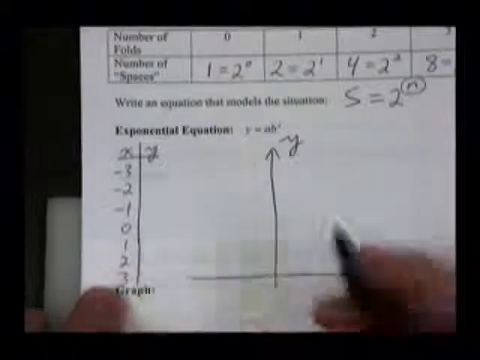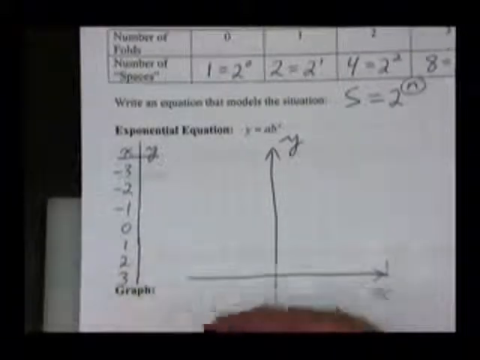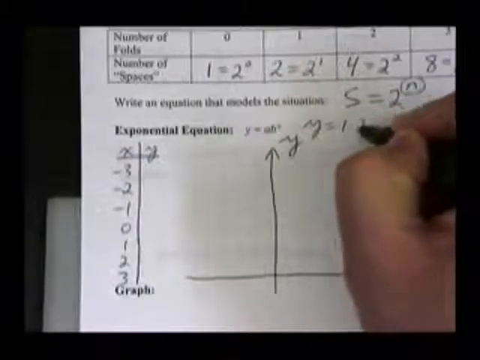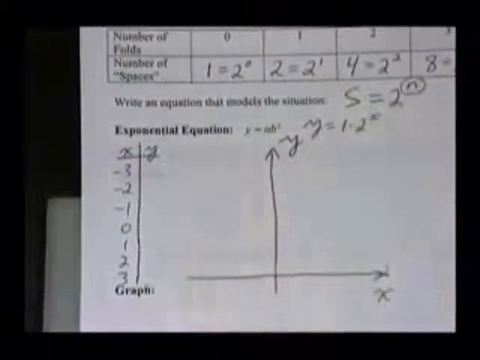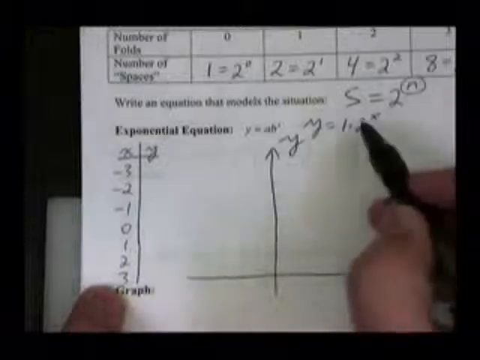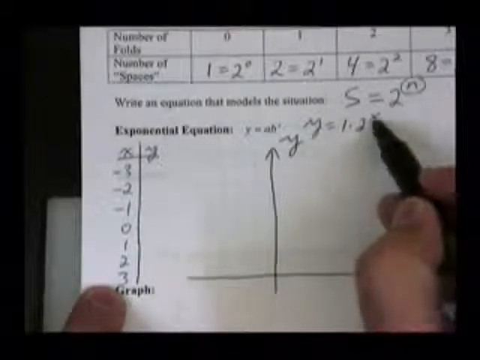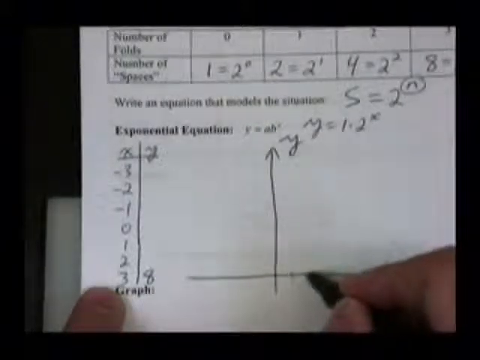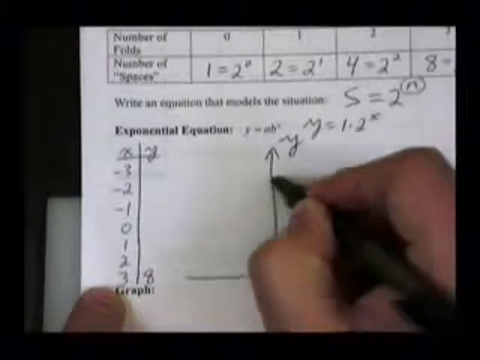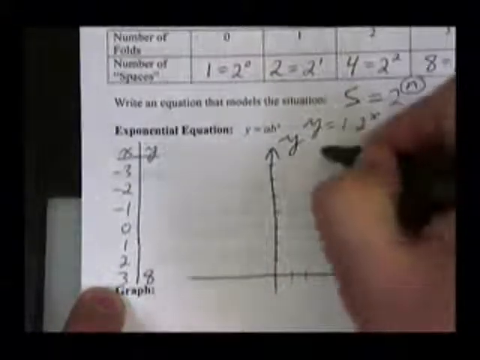When I put a 3, and let's just do y equals 1 times 2 to the x, which is the same as what I have here. So if I'm going to graph this, I plug in a 3 for my x. 2 to the third power is 8. 8 times 1 is 8. So that gives me the point 3, 8. 1, 2, 3, 4, 5, 6, 7, 8.